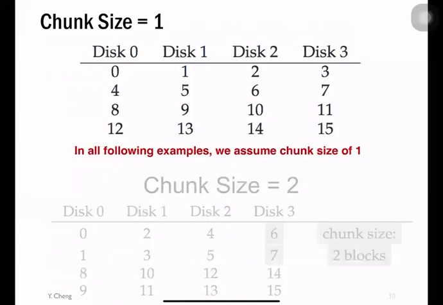But for simplicity, in all of the following examples, we just assume that the chunk size is 1. So that means each RAID chunk only spans one single disk sector. Okay?